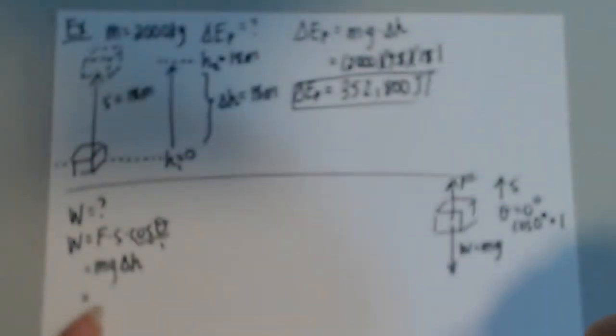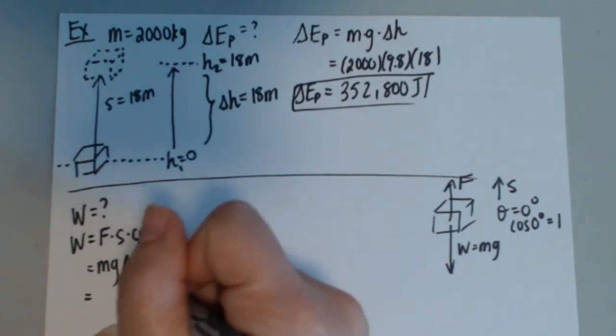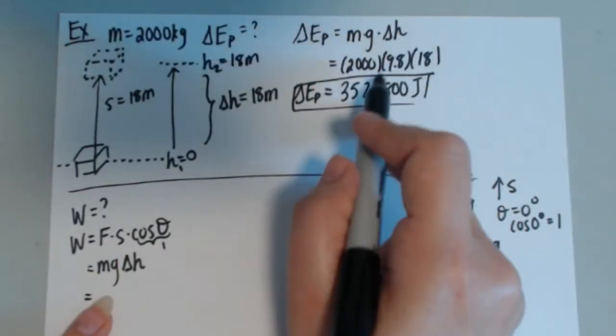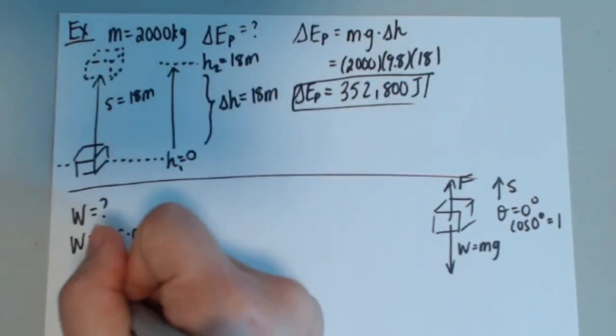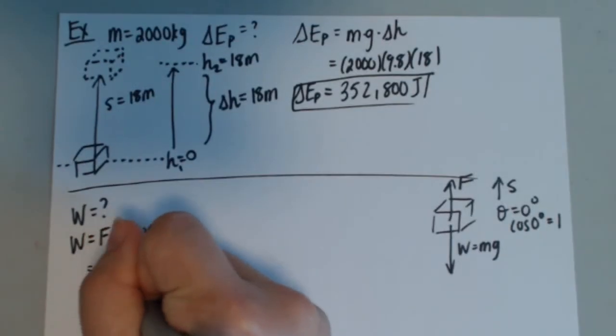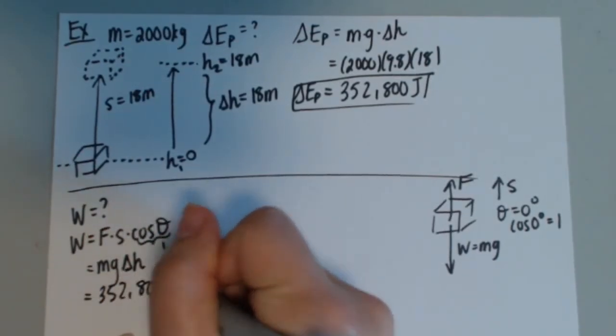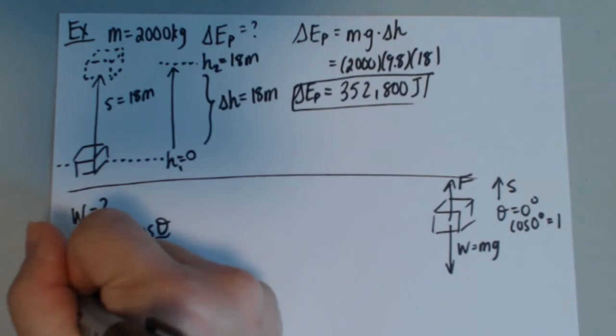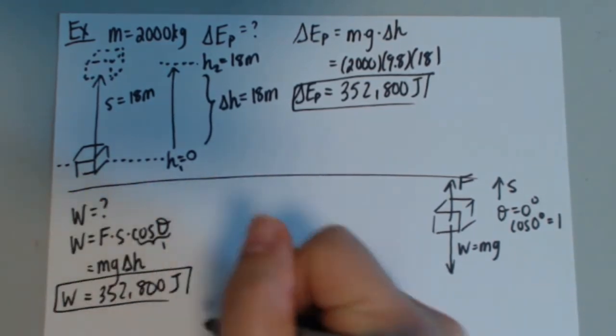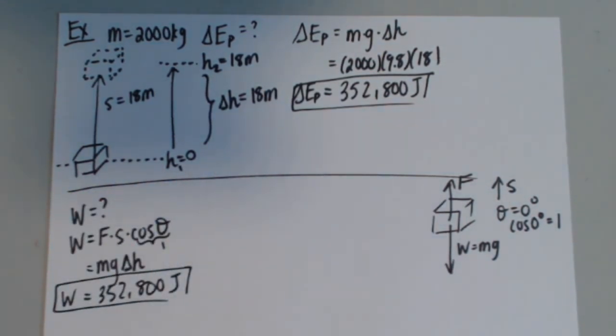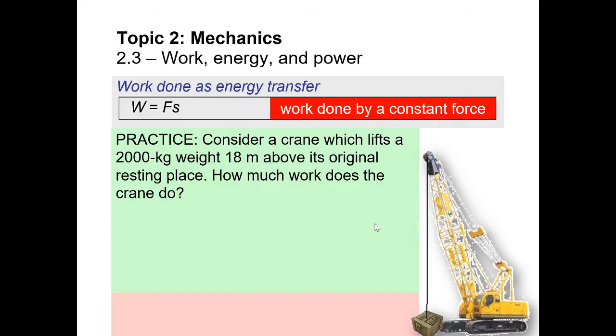Okay, now work can also equal the change in kinetic energy. So just keep that in mind. You can only consider one or the other at the same time. So if we do mg delta h, I have the same expression here. I'm not even going to plug in the numbers because I just did it. I'm going to get the same value here. So 352,800 joules. All right, good. Back to the slides.